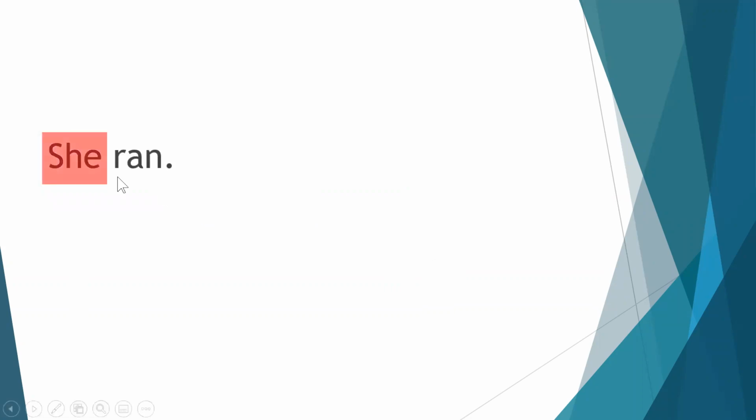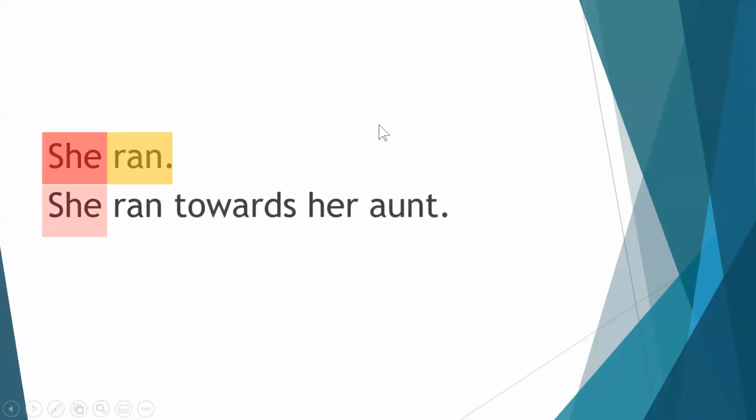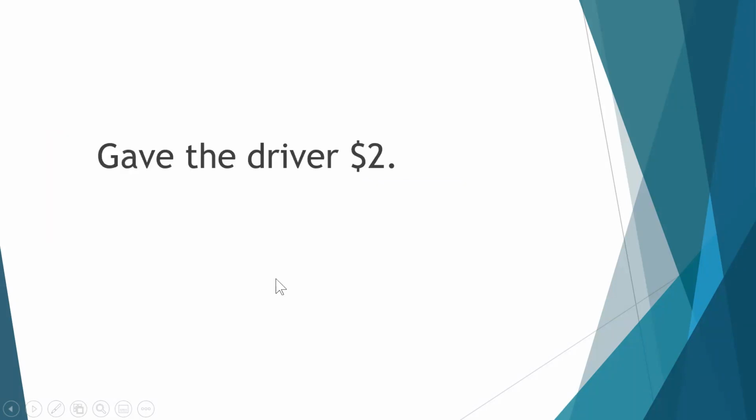She ran. She is the subject and ran is the verb. You see, this sentence has no object. I can say she ran to her house. She ran towards her aunt. Aunt would be the object. So you can have a sentence that is subject and verb only in English, and it can be a very good sentence, no problem. But if you want to put in an object, that makes your sentence clearer.